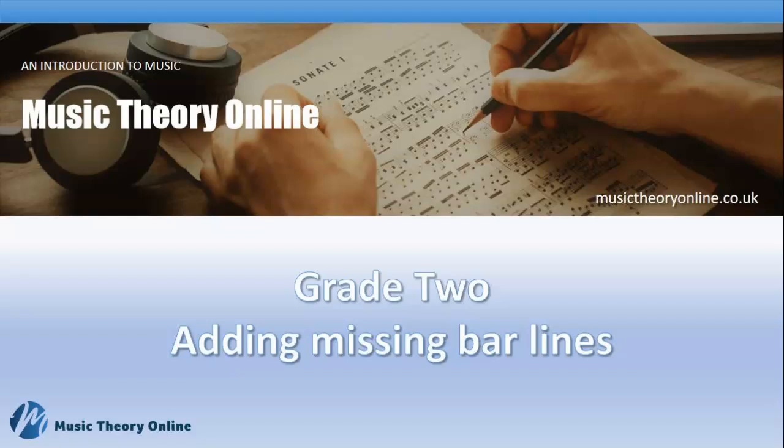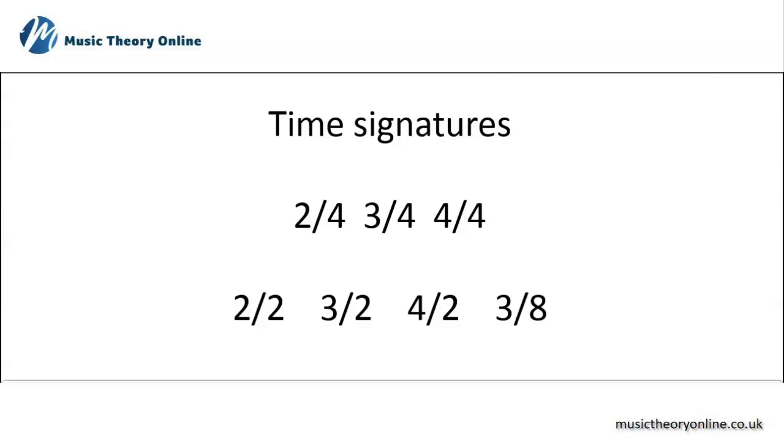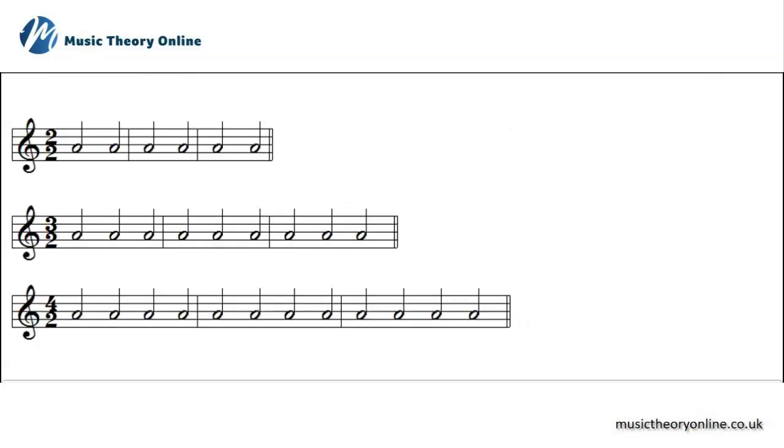We're going to start by looking at adding missing bar lines, and if you'd studied the Grade 1 syllabus we would have already looked at this question, but we would have dealt with the time signatures of 2/4, 3/4 and 4/4. In the Grade 2 syllabus we look at additional time signatures of 2/2, 3/2, 4/2 and 3/8. Let's just have a look at the meanings of these.